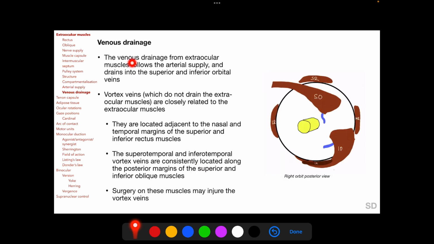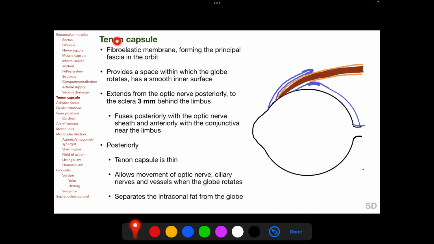The venous drainage from the extraocular muscle follows the arterial supply and drains into the superior and inferior orbital veins. The vortex veins are closely related to the extraocular muscles, but they themselves do not drain the extraocular muscles. The vortex veins can be found located adjacent to the nasal and temporal margins of the superior and inferior rectus muscles. The superotemporal and the inferotemporal vortex veins, as shown here in this diagram, are consistently located along the posterior margins of the superior and the inferior oblique muscles, and surgery on these superior and inferior oblique muscles may injure the vortex veins. The tenon capsule is a fibroelastic membrane forming the principal fascia in the orbit.